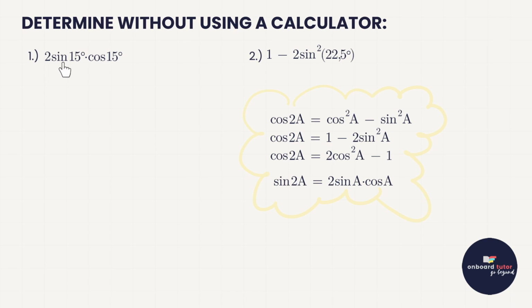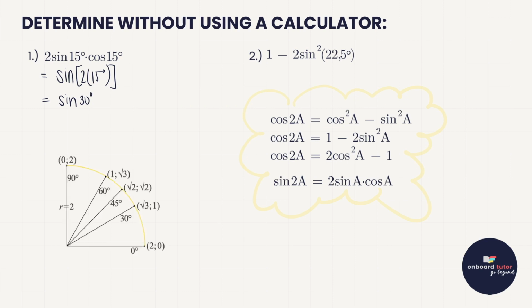2 sine angle, cos angle. If we look at these formulae here, it's this one right at the bottom. 2 sine of an angle, cos of an angle. We can rewrite that as sine 2 times the angle. So that's going to be our first step. We're going to say sine 2 times the 15 degrees. And 2 times 15 is just 30 degrees. And we are very happy now because 30 degrees is a special angle.